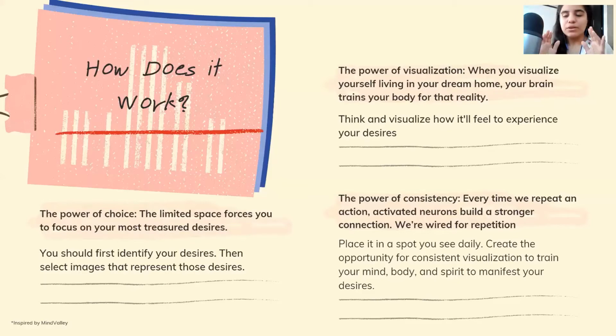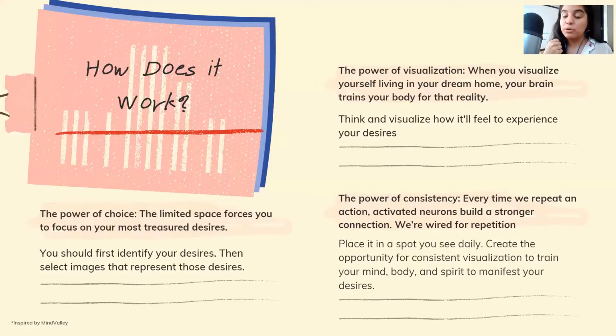Okay. So for this part, I want you to think and visualize how it will feel to experience those desires. Okay. And there is the power of consistency. I don't know if you have heard the phrase before that says, neurons that fire together wire together, something like that. So basically, we are wired for repetition.